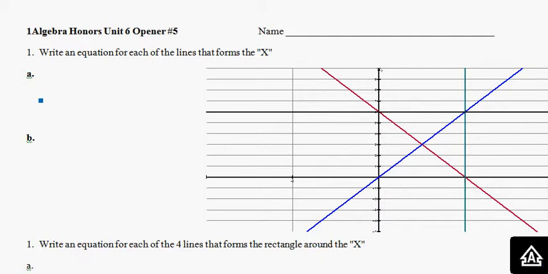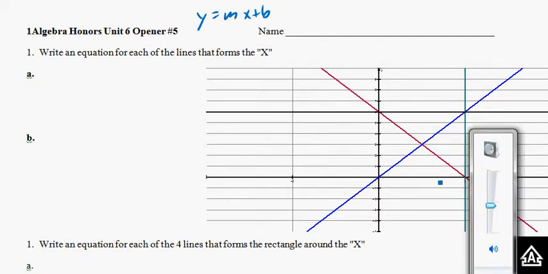Number 1. Write an equation for each of the lines that forms the x. I'm going to start by writing an equation for this line here, that's blue. It goes through the origin. And recall that in order to write the equation of a line, we need to know two pieces of information. We need to know its slope, and we need to know its y-intercept.